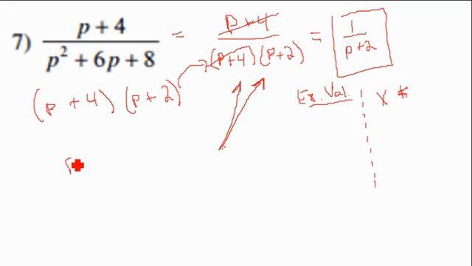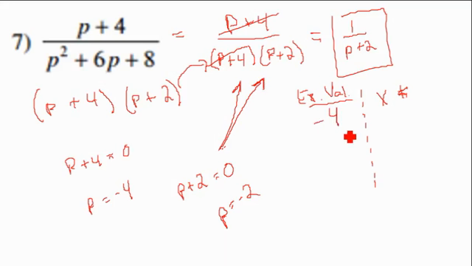So when can p plus 4 equal 0? That's when p is negative 4. When can p plus 2 equal 0? That's when p equals negative 2. So if p is negative 2 or negative 4 in this rational expression, then the denominator will equal 0, which we can't have. You cannot have a 0 in the denominator. Then we have to exclude these values. So our excluded values are negative 4 and negative 2. Or we can write x cannot equal negative 2 and negative 4.